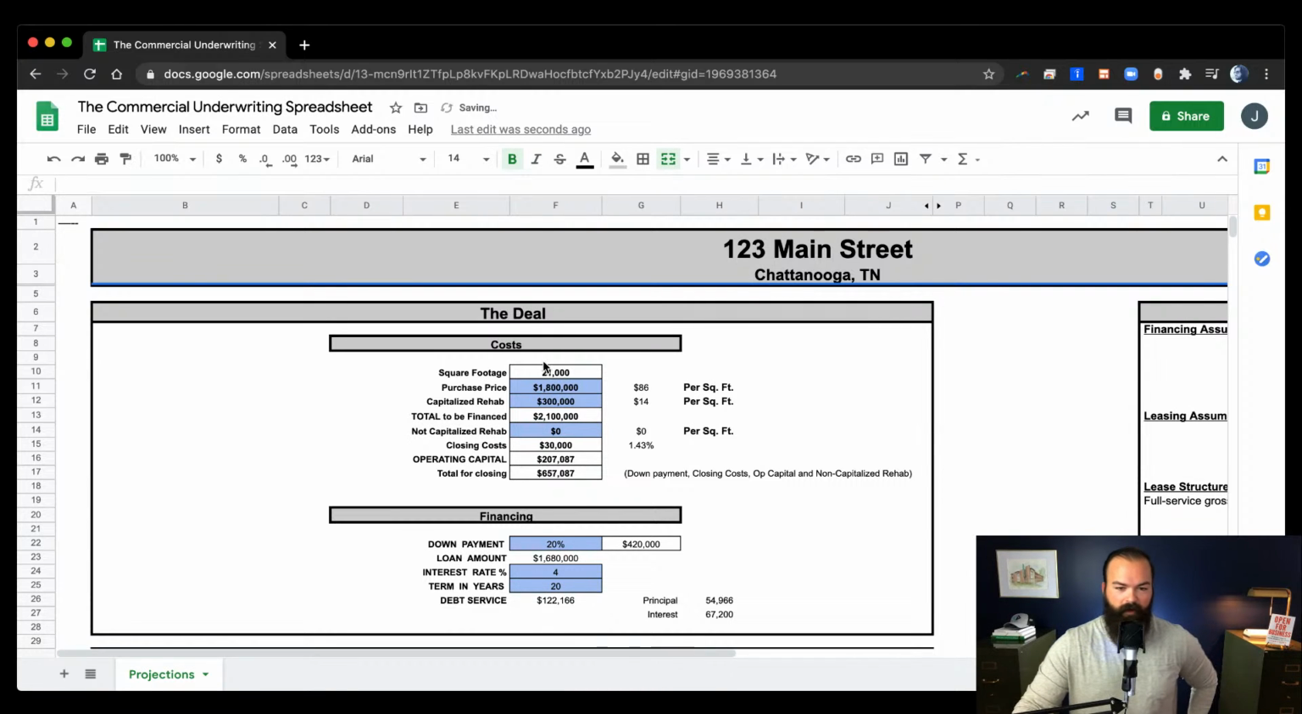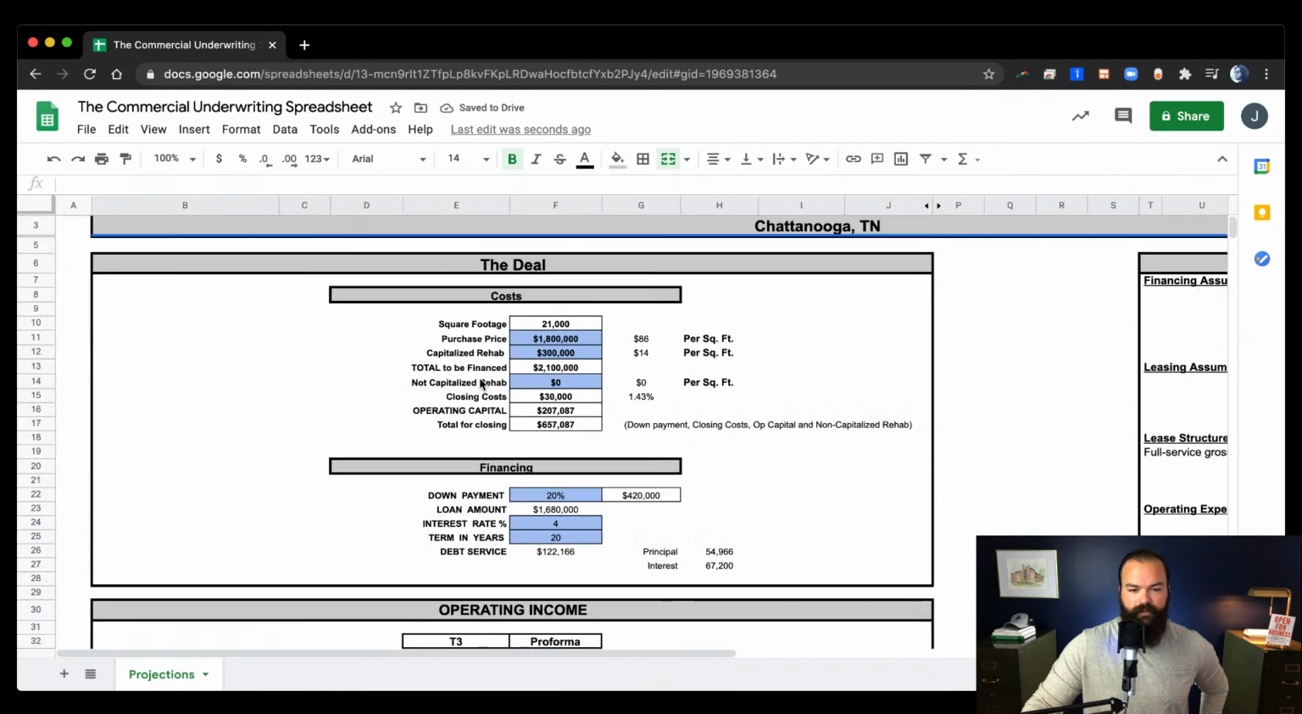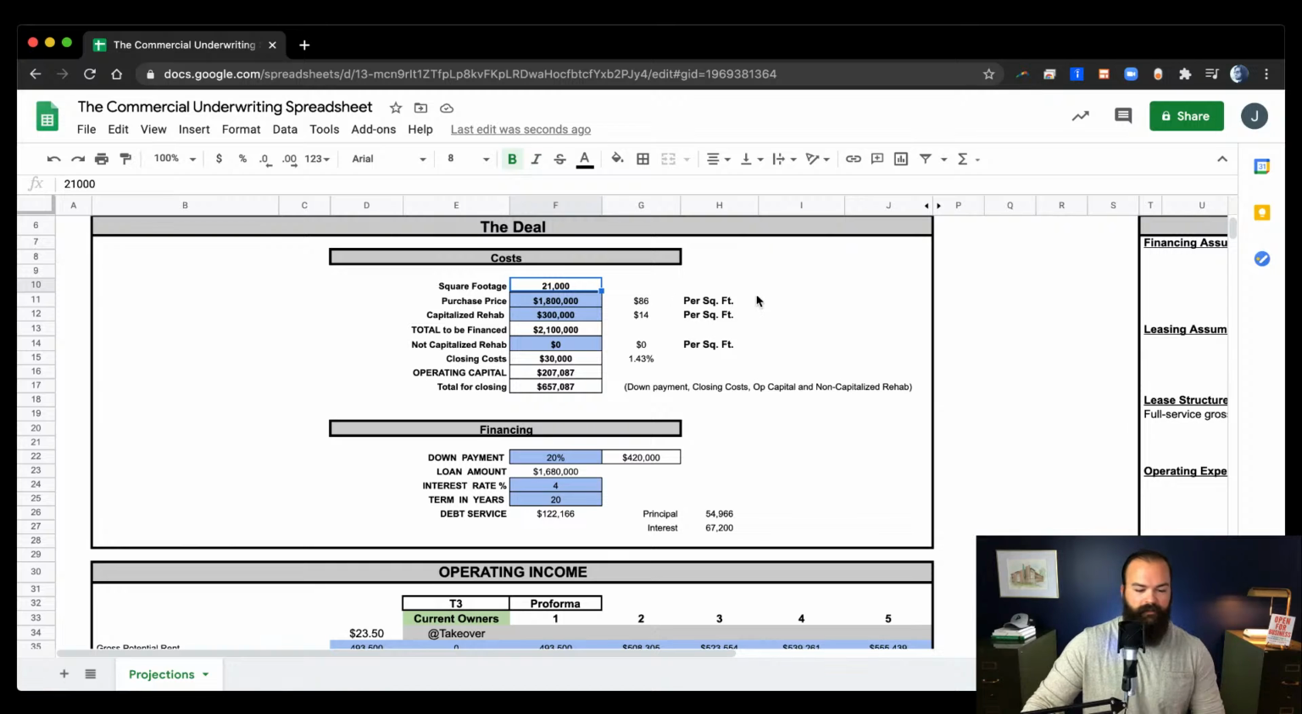Right here under the deal, you've got the square footage of the property. So all you do is simply input the square footage. This building's just under 42,000 square feet. We are actually going to be buying it for $1.8 million. Again, super easy. You just input whatever your price is for a property.